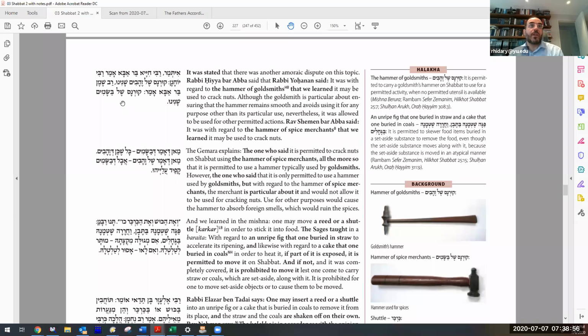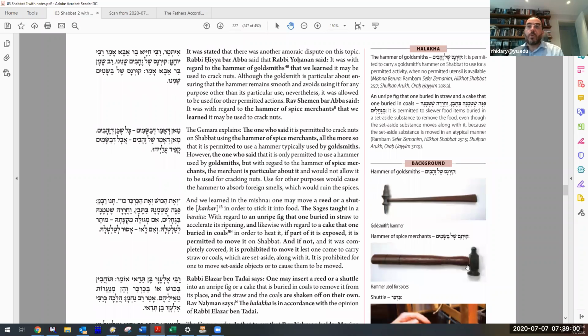And Rav Shemen says even one for spices. This is a spice hammer, which generally the person does not want to use for other things because it might give it a bad taste. It might ruin its usual use. But even here, if there's nothing else around, he would permit it. Now we have these two opinions. They don't actually agree with each other.